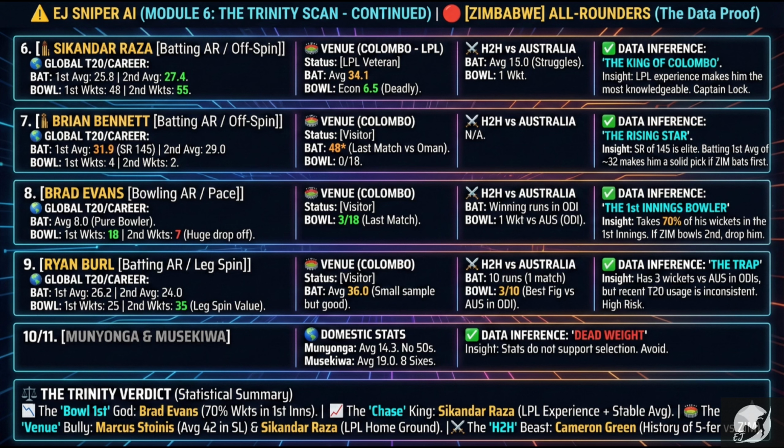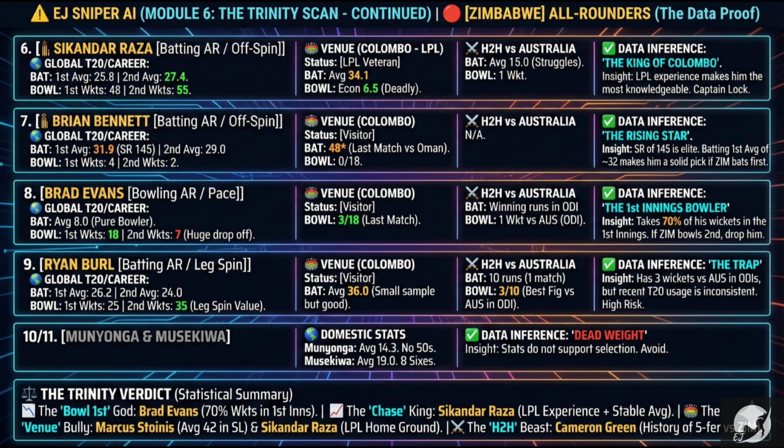Target 2, Brian Bennett. We call him the rising star. A strike rate of 145? In Colombo, that is rare gold. He scored 48 not out in the last match. If Zimbabwe bats first, he is a mandatory pick.